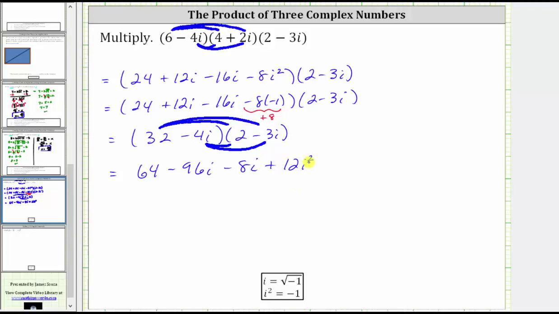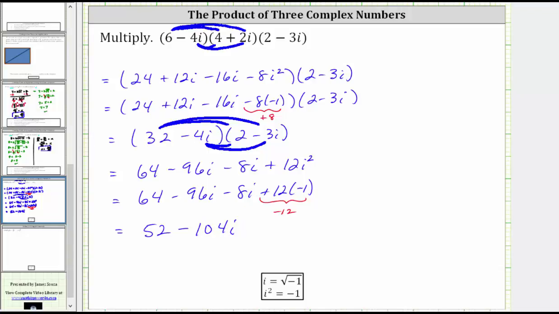And now we substitute negative 1 for i squared, which gives us 64 minus 96i minus 8i plus 12 times negative 1. Well, notice here this becomes plus negative 12, and plus negative 12 is equivalent to minus 12, if that's helpful. So combining like terms, we have 64 plus negative 12, or 64 minus 12, which is 52. And then negative 96i minus 8i equals negative 104i, giving us minus 104i.